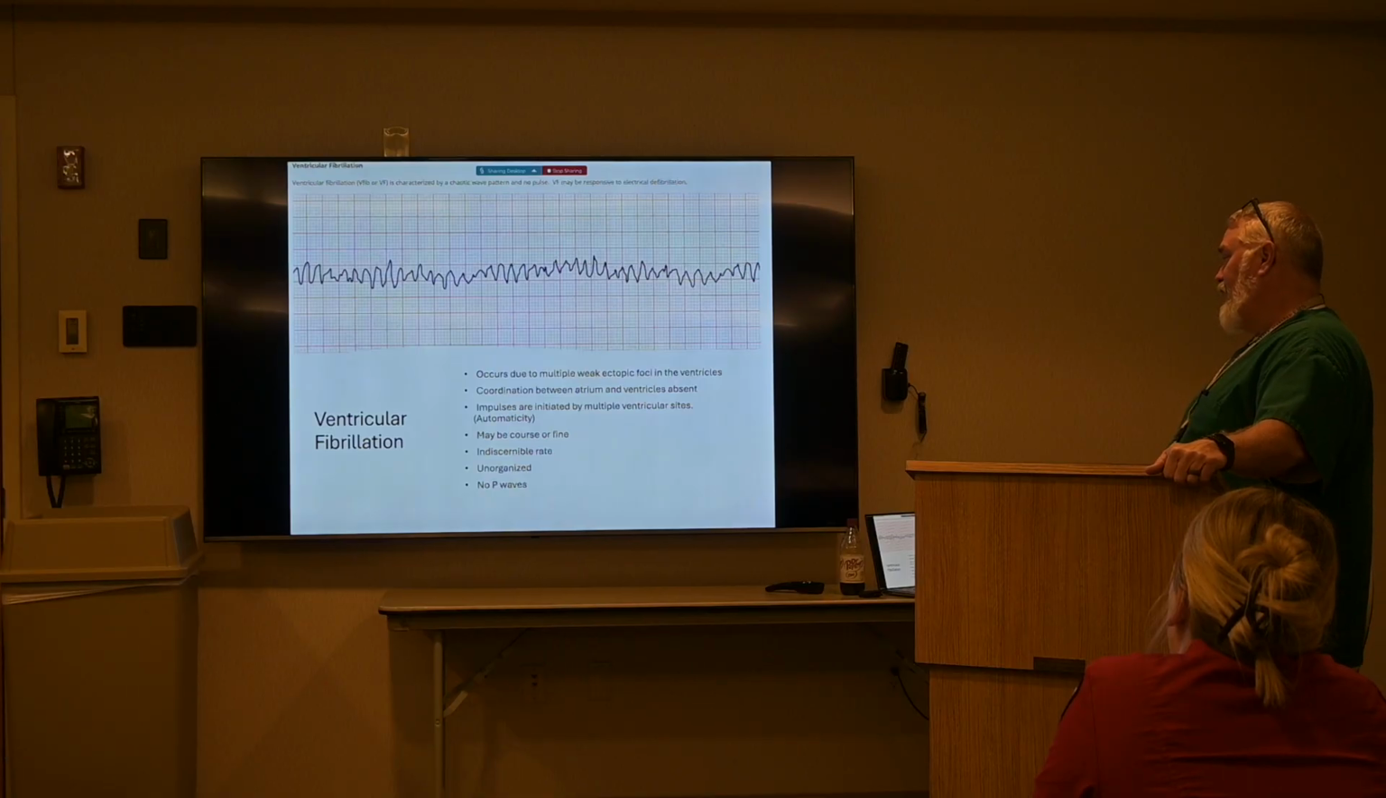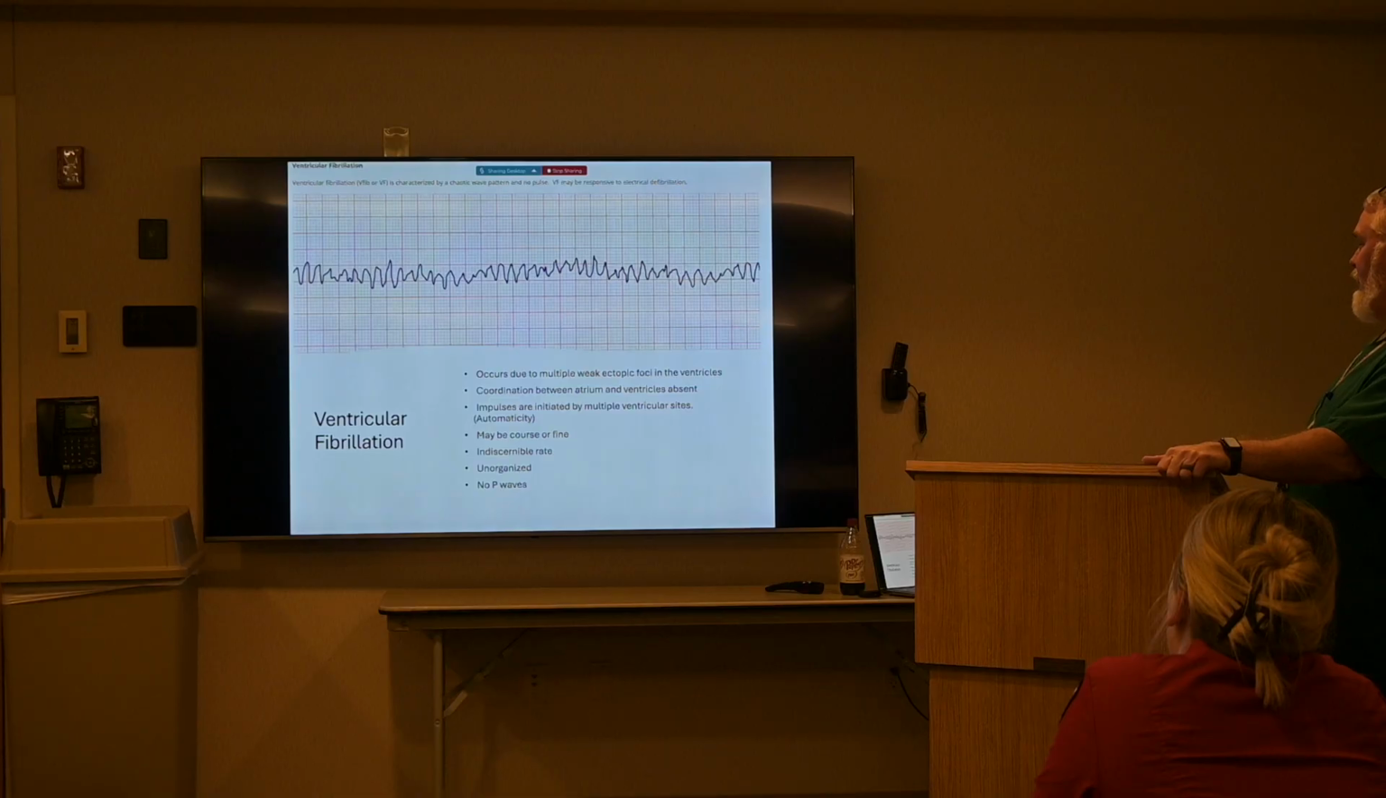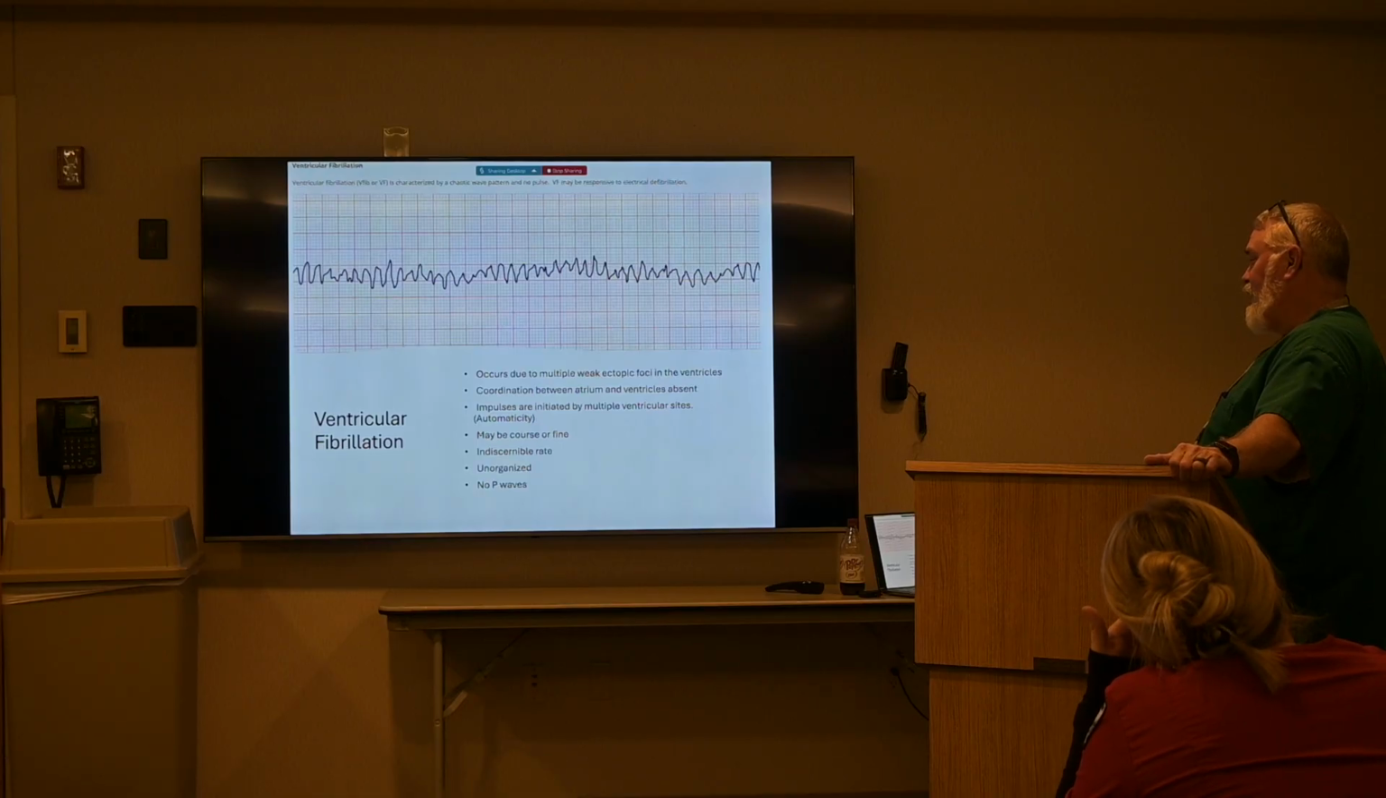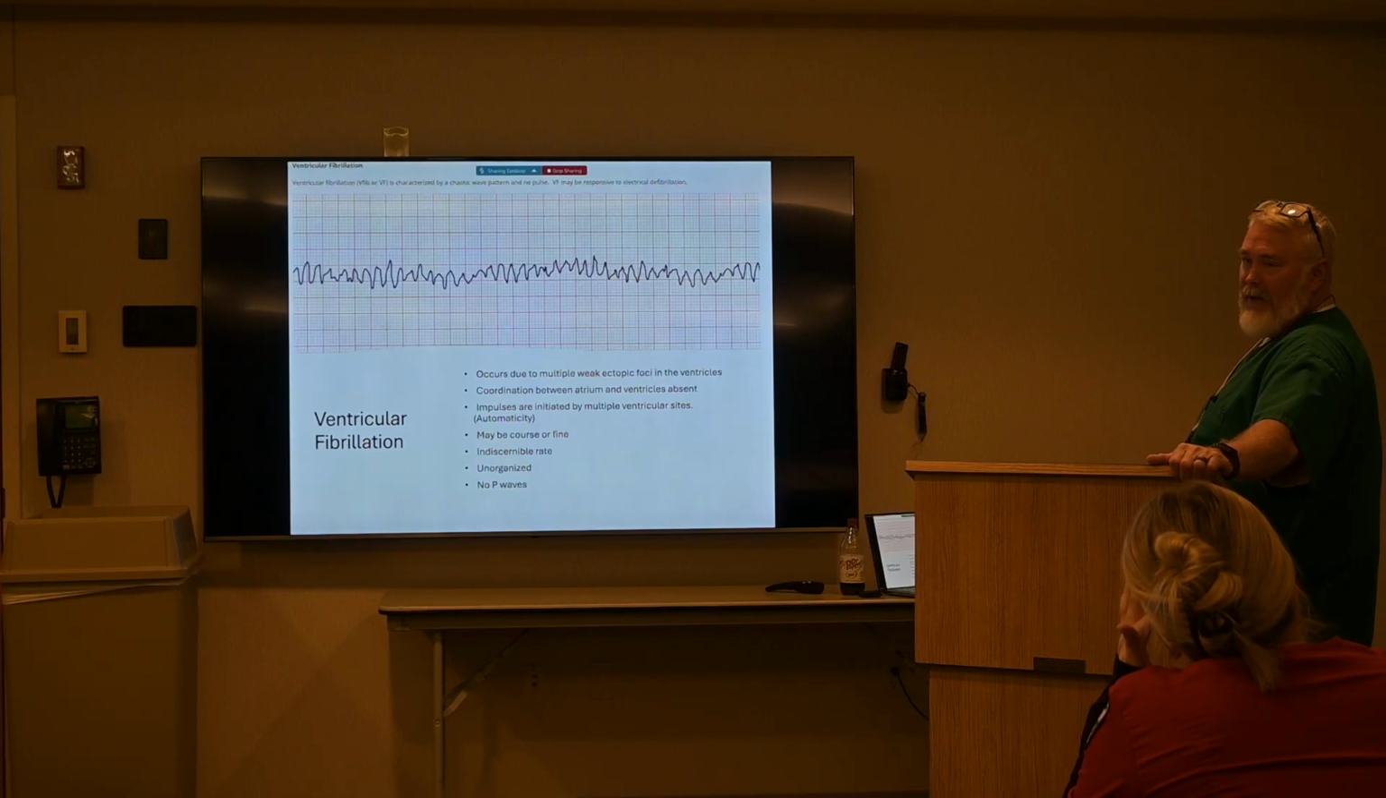Ventricular fibrillation is a lethal rhythm. It occurs due to multiple weak ectopic foci in the ventricles. Coordination between the atrium and ventricles is absent. Impulses are initiated by multiple ventricular sites, automaticity. It may be coarse or fine, with an indiscernible rate, very unorganized, no P waves.